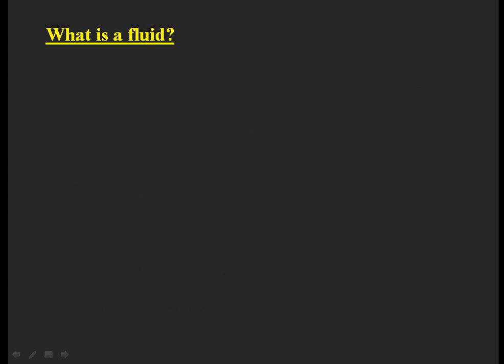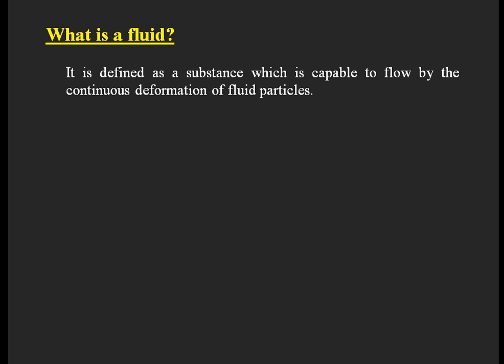Next thing we have to know, what is the definition of the fluid? Before going for the discussion of the subject of mechanics of fluid, we have to know what is a fluid, how we can define a fluid, and how it is different from the solid. It is defined as a substance which is capable of flowing by the continuous deformation of the fluid particles. That means it should be able to flow from one place to another by the continuous deformation of the fluid particles whenever a certain external pressure force acts on the fluid. That is the definition for the fluid.